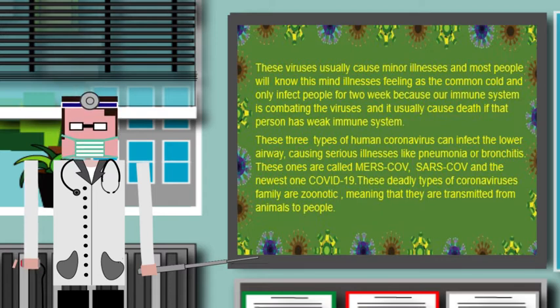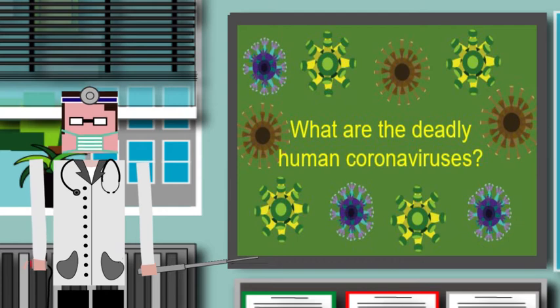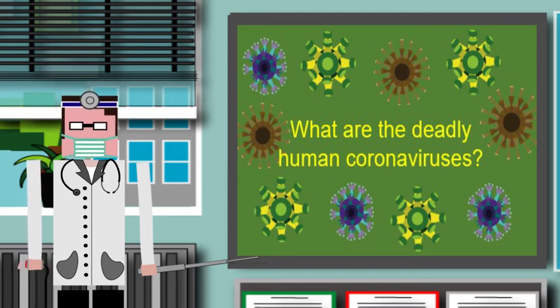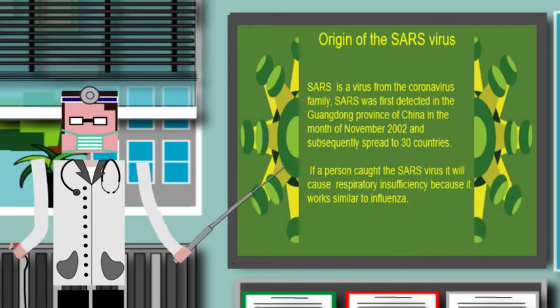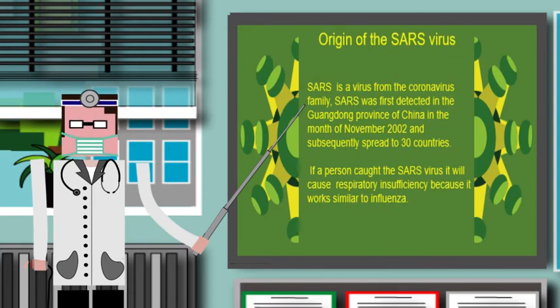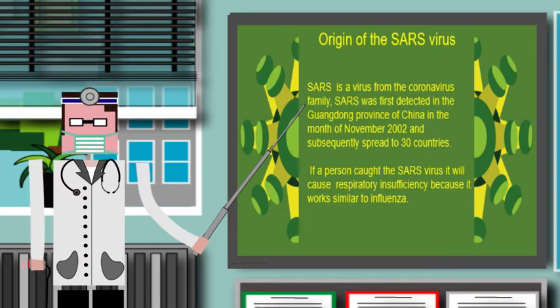Now I am going to talk about the deadly human coronaviruses, starting with the first type. The origin of the SARS virus, known as SARS-CoV or severe acute respiratory syndrome. SARS is a virus from the coronavirus family. SARS was first detected in the Guangdong province of China in November 2002 and subsequently spread to 30 countries.